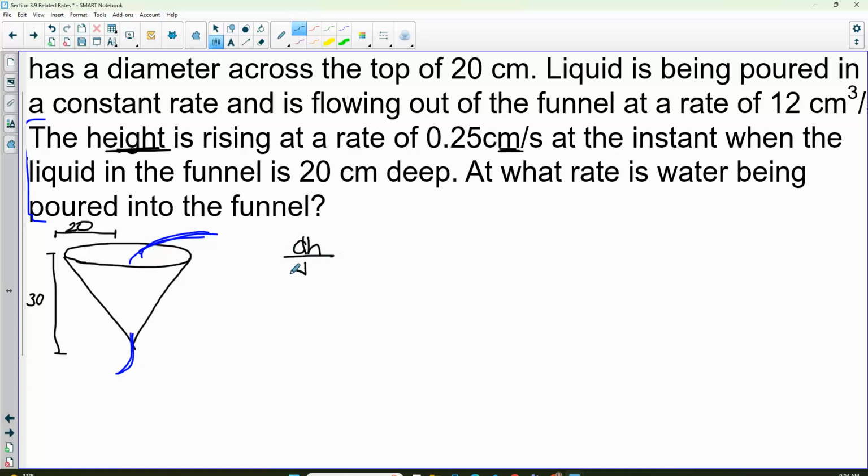dh dt. It's rising, so it's a positive 0.25. At the instant when the liquid in the funnel is 20 centimeters deep, so the height at that point is 20 centimeters. Make sure your units all match. You know, if one was in centimeters and one was in meters, you have to make them match. At what rate is water being poured into the funnel?